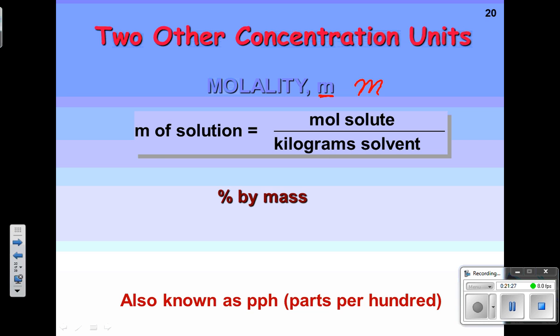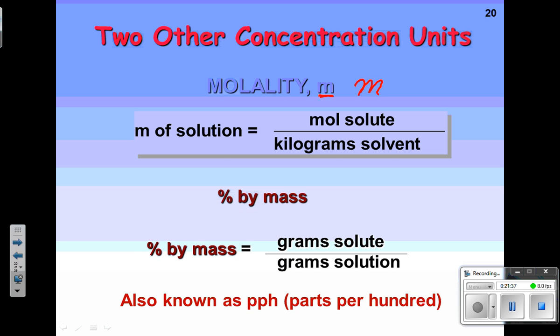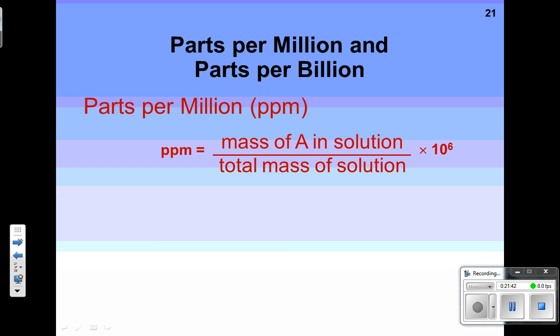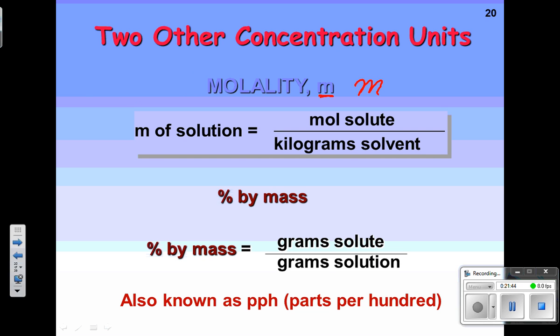Okay, the other thing that we worry about is percent by mass. They often report air quality and water quality in percent by mass. And percent by mass is just grams of solute divided by grams of solution, times by some number. Now, percent would be times by 100. So it's just like finding your percent on a test. So here's the total amount. Here's what I got. This divided by total amount times 100 gives me my percent.